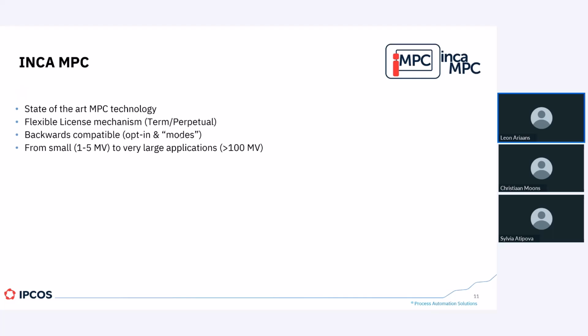INCA MPC is used in very small to very large applications. The smallest I'm aware of really has 1 MV combined with a couple of disturbance variables. The largest one I'm aware of has a bit over 100 MVs in total. So that's a wide range of sizes. It should fit the needs you have.